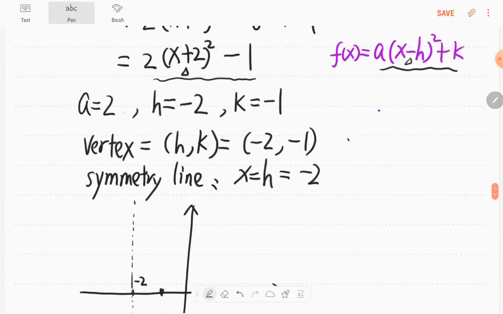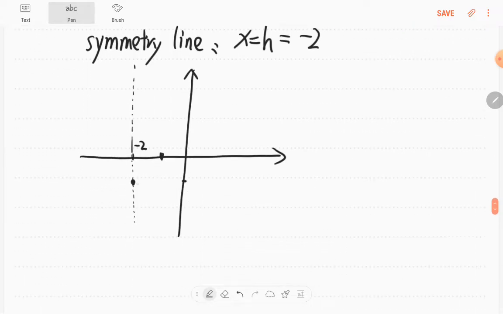Since a is 2, greater than 0, so it opens up. So this point will give you the lowest point, right? So the graph will look like this one. I didn't draw very well, but it should be symmetric with respect to this dashed line, x equals negative 2. So this point is negative 2 and negative 1. This is the vertex, right?